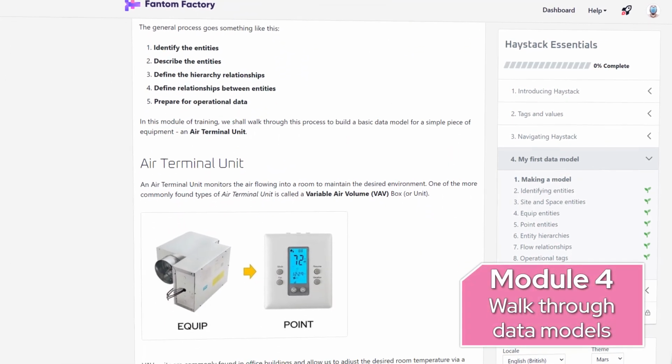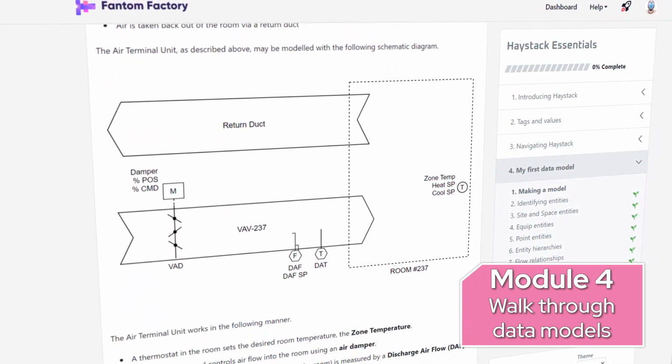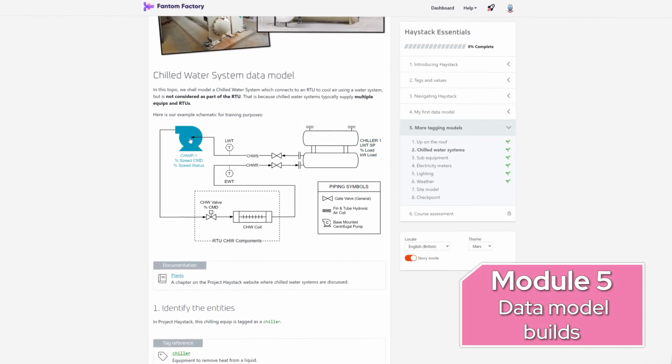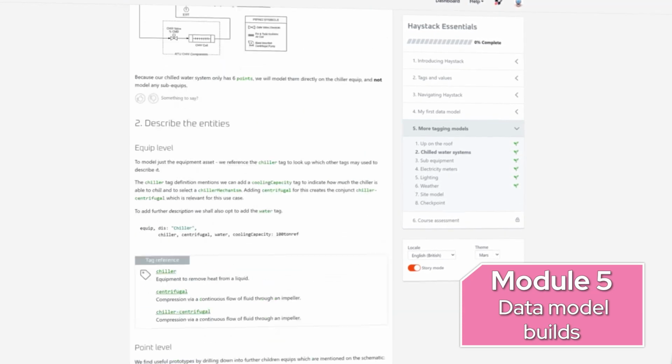And once you understand all of that, the course then lets you apply that to actual pieces of equipment in a building. So you get to model air handling units, rooftop units, chillers and meters and lighting and stuff. And before you know it, at the end of the course, you've built a model for an entire building site.